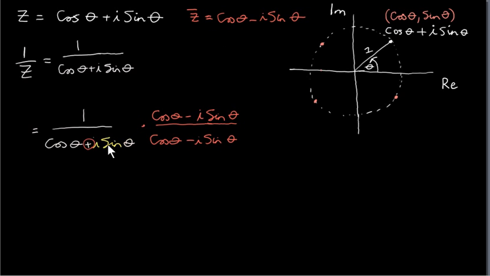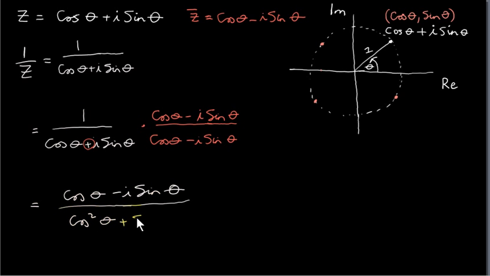The reason we multiply z by z bar is so that we get a real number in the denominator. What will happen is that the i terms will cancel out. So on top we get 1 times cos theta minus i sin theta. Underneath we get cos squared theta plus sine squared theta. When we multiply a complex number by its conjugate, we get the modulus of the complex number squared.